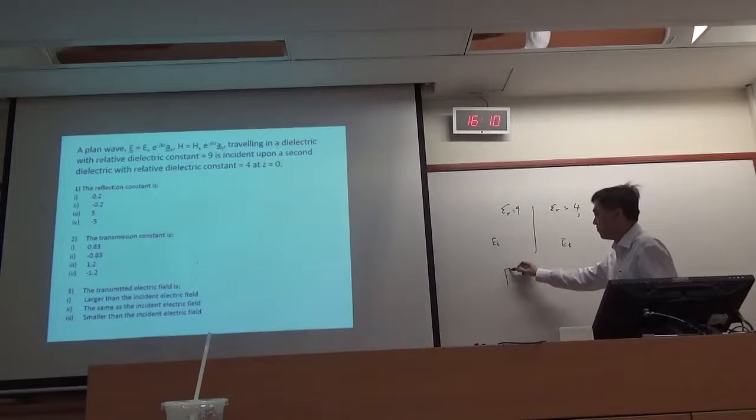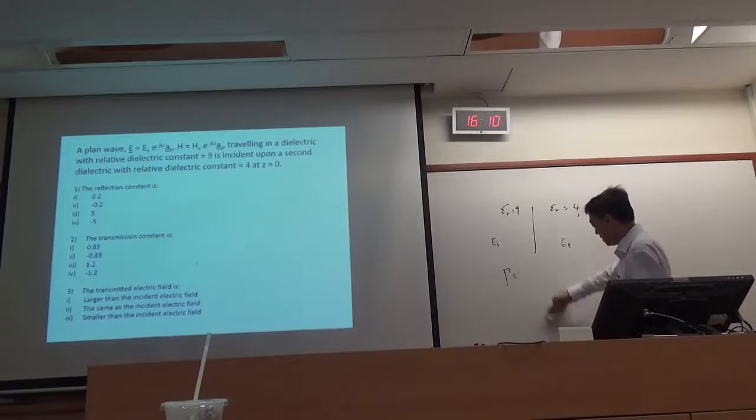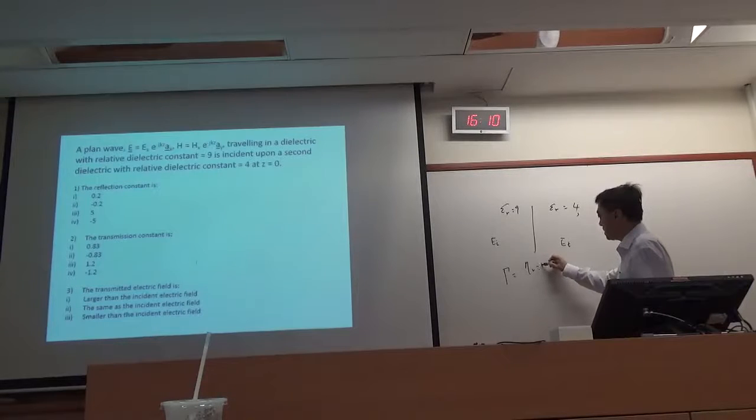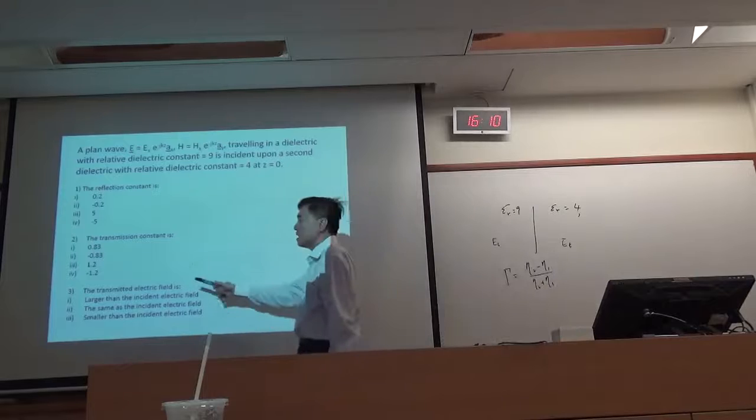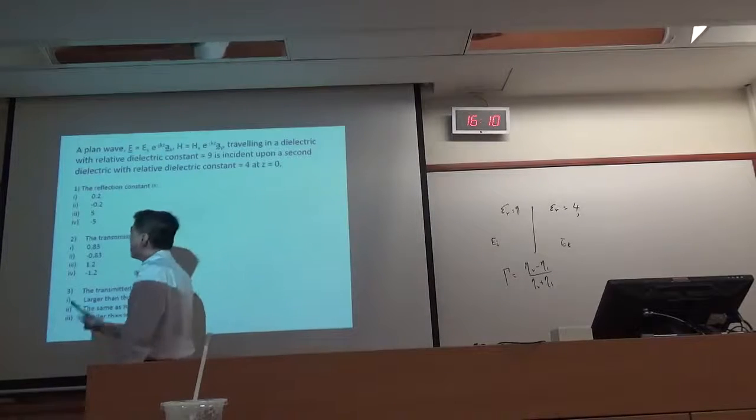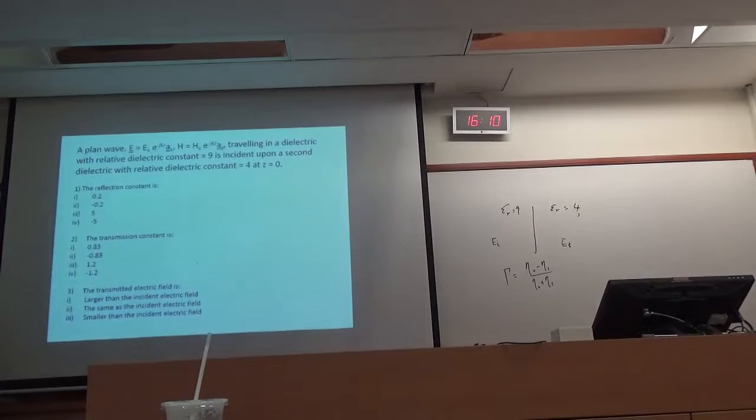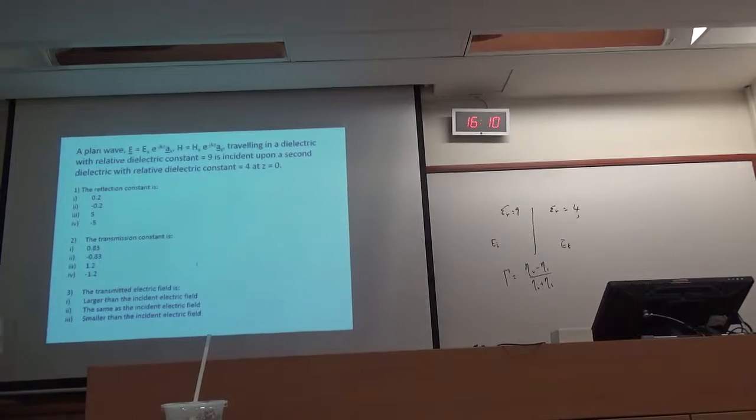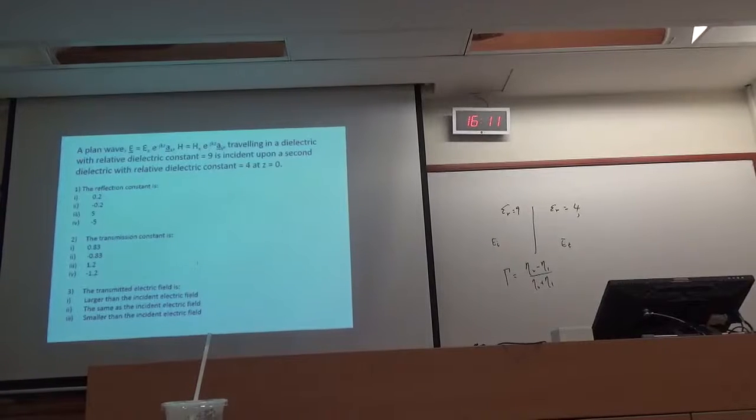Now, reflection coefficient is very easy. Gamma equal to zeta 2 minus zeta 1 over zeta 2 plus zeta 1. And what are the answers down here? First thing, you straight away can eliminate 3 and 4. Why? Can somebody tell me why I can eliminate answer 3 and 4 straight away?